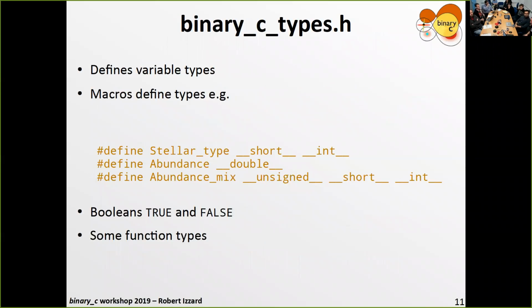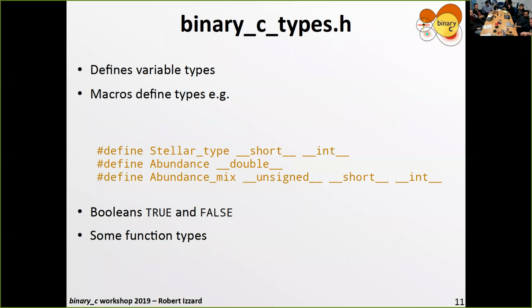Next file you should know about is binary_c_types. Now, this defines certain types of variables. So here, for example, I've defined the stellar type, which is, remember we defined the stellar types earlier as main sequence, Hertzsprung gap, giant branch, and so on. They each have a number associated with them. We'll talk about that in a minute. So main sequence is 1, Hertzsprung gap is 2, giant branch is 3, and so on.